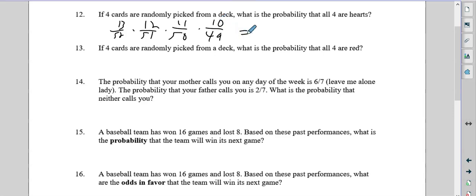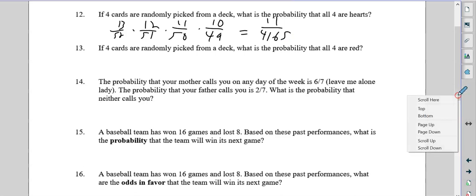When we multiply all of those and reduce this, which again the calculator will do for you, you get 11 over 4165. Now remember, you can just type in 13 times 12 times 11 times 10 divided by, you want to put it in parentheses, 52, 51, 50, 49. Or you can do alpha y equals and enter each one of them as a fraction. It's up to you. Six of one and half a dozen of another.